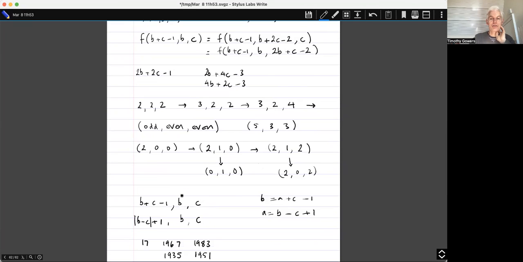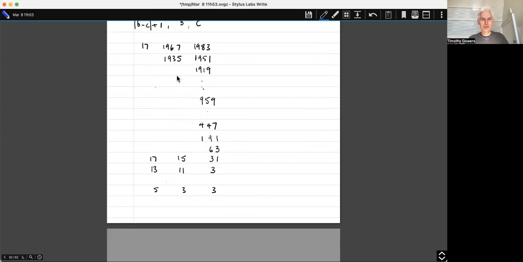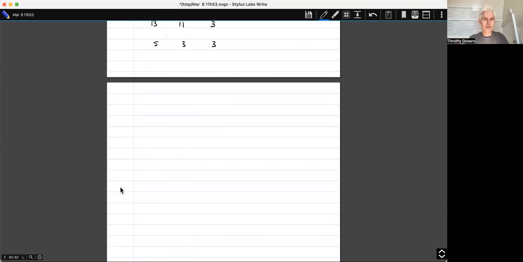So I managed to prove that you can make this 17, 1967, 1983 out of 3, 3, 3 without too much calculation, by doing this backwards thing. Otherwise, it would have been potentially rather unpleasant to guess how to go about it. I'm sure there's something more systematic I could do there, but I don't want to think more about that, because I think I'd prefer to have a look at another problem.